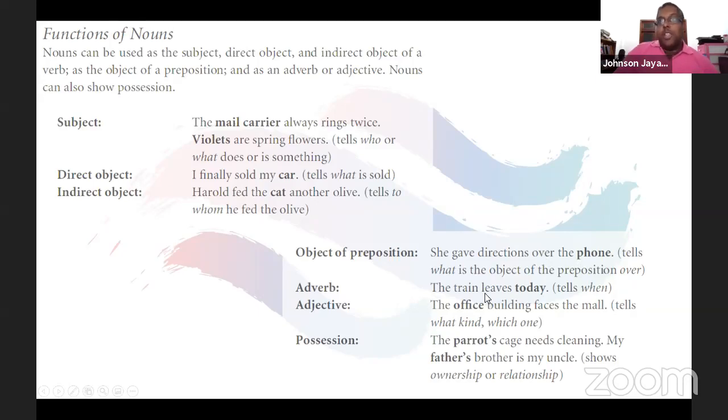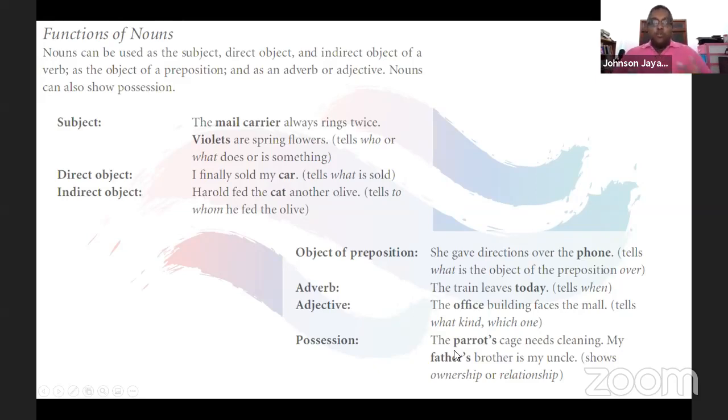Adverb: the train leaves today. Sometimes this today can refer to a noun. Sometimes this can be used as an adverb, but in this case it's used as a noun. And then you have a noun that can be used as an adjective. So you have buildings, a common noun, but we're specifically telling what type of building. It's an office building, so it's an adjective in this case.